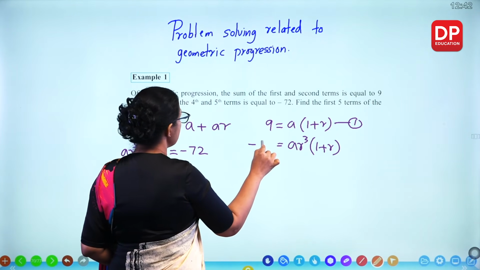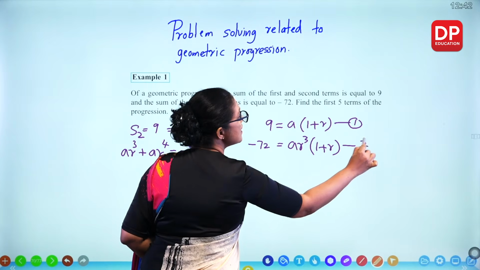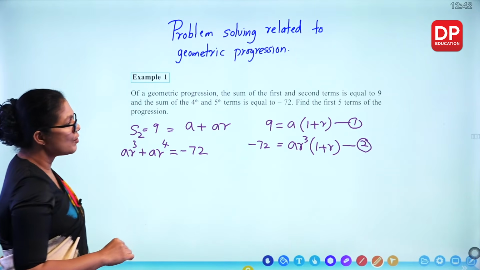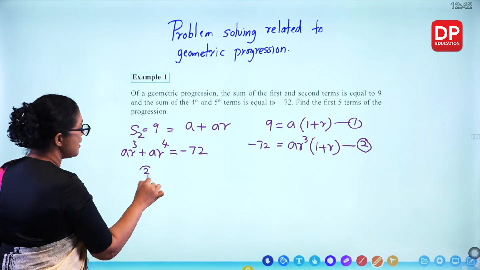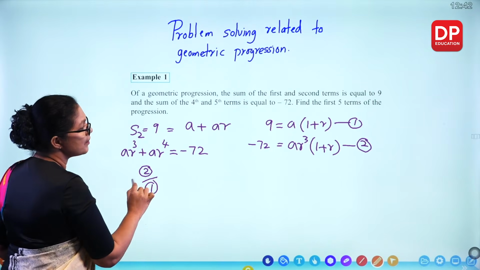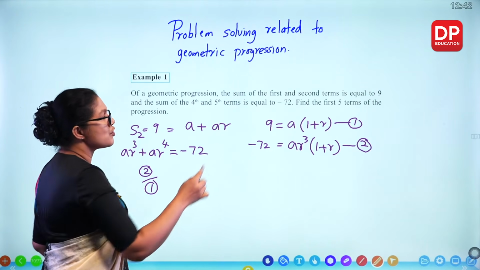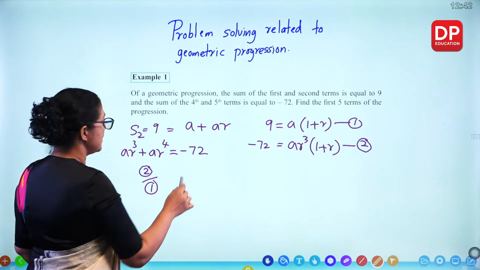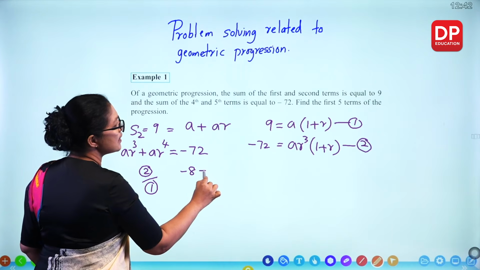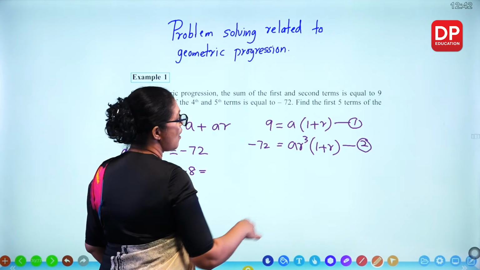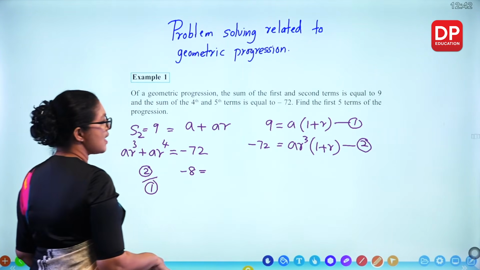That's equal to minus 72. That's my second equation. Now divide the second equation by the first one. Minus 72 divided by 9, you get minus 8. A gets cancelled out and 1 plus R gets cancelled out.